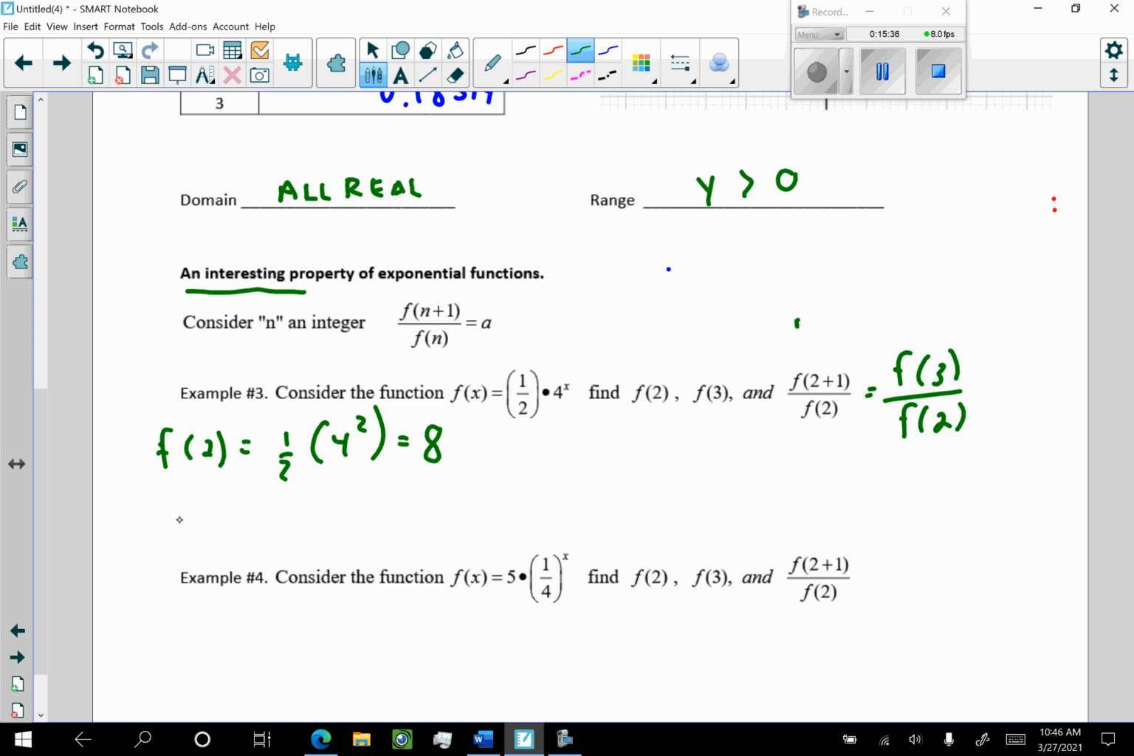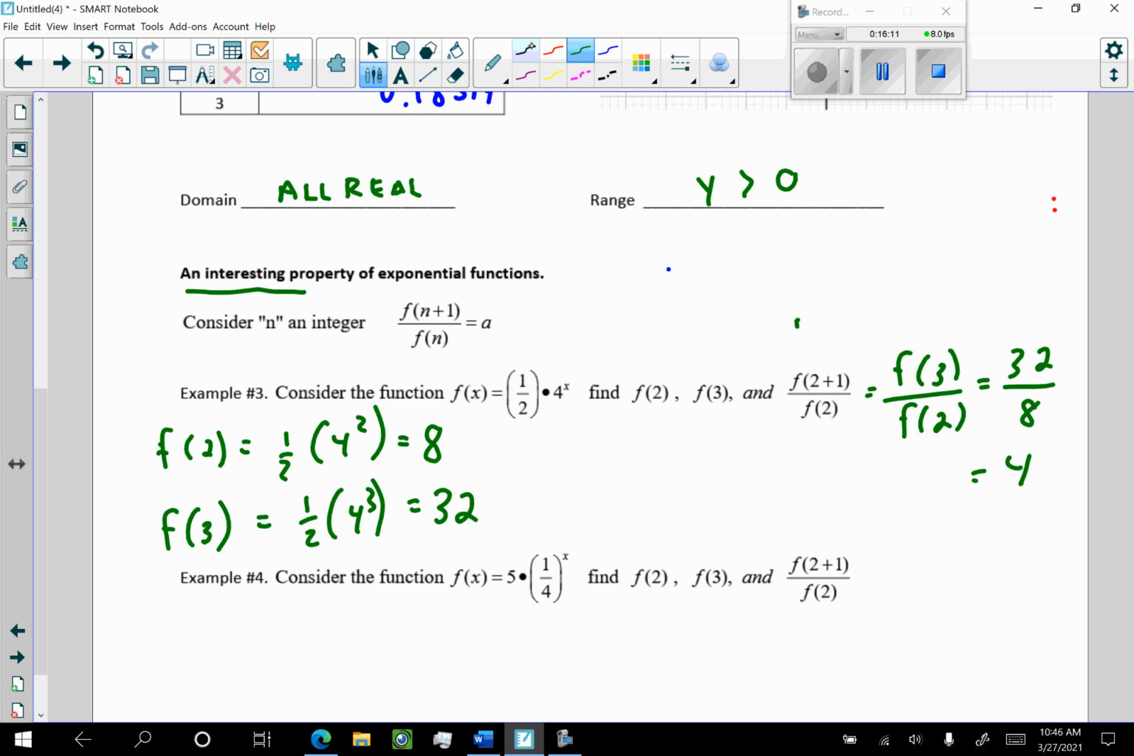And we're going to find f of 3. F of 3 is going to be 1/2 times 4 cubed. And we notice that 4 cubed, 64 divided by 2 is 32. So f of 3, which is 32, divided by f of 2, which is 8, does indeed equal 4.